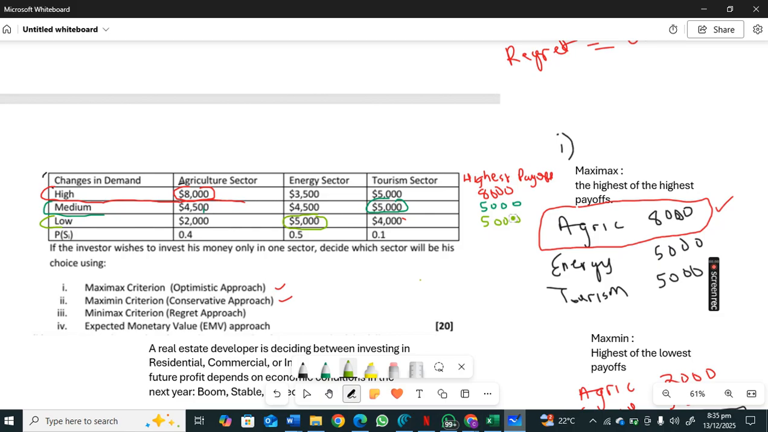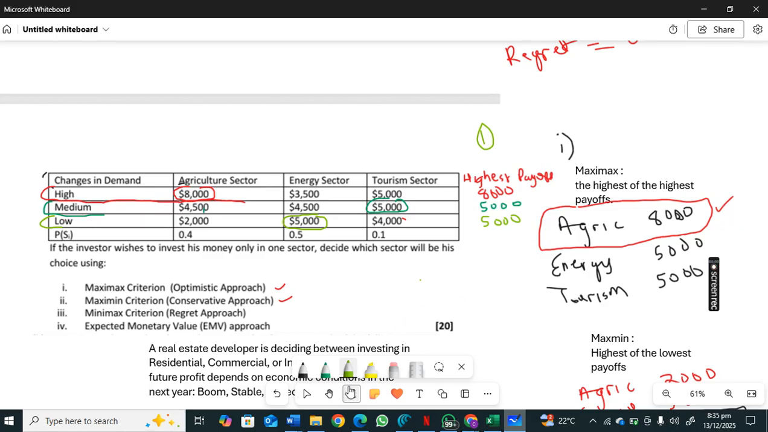So that's the first thing you do. Get the highest payoffs in the changes in demand, or in the changes of state of the economy. When demand is high, the highest payoff comes from agriculture, which is 8,000. When demand is medium, the highest payoff comes from tourism, which is 5,000. When demand is low, the highest payoff comes from the energy sector, which is 5,000. That is step 1. Step 1, get the highest payoffs in each state of the economy, or in this case, in the change of the demand.